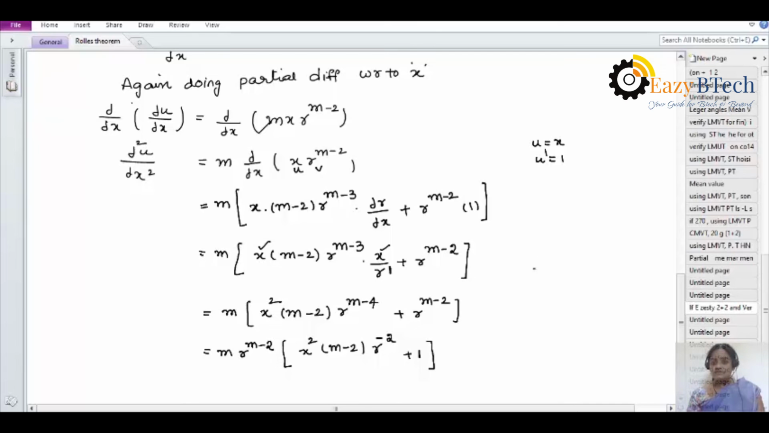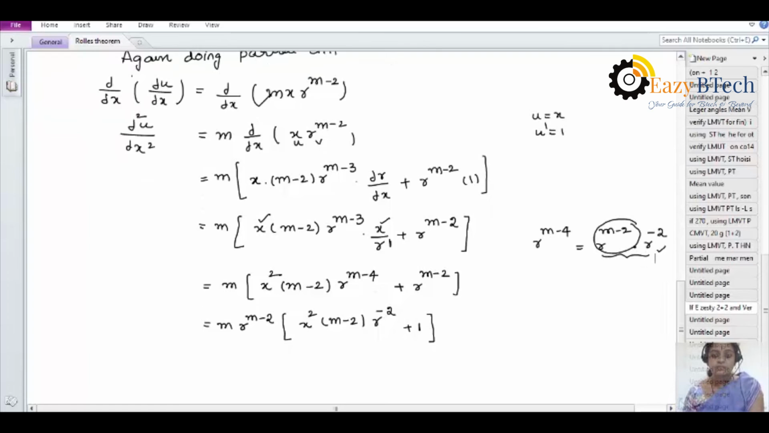So how will you get r power minus 2 here? See here, students. r power m minus 4 is there. I am writing r power m minus 4 as r power m minus 2 into r power minus 2, because the bases are equal, you can add the exponents. So which one do we make common here? This term, r power m minus 2, we make common. Then what is the remaining term? r power minus 2. That term only I wrote here. Okay, students, I think you understood this step.